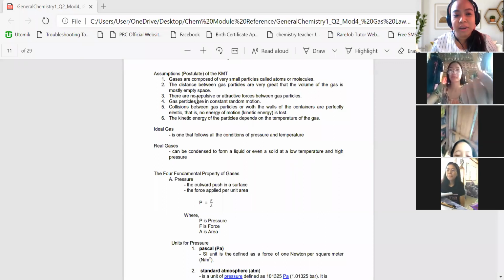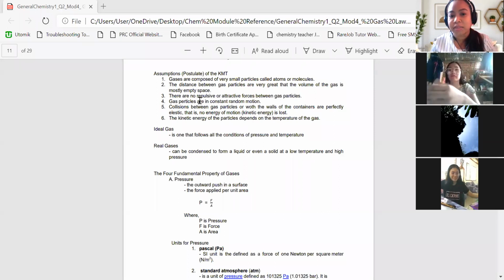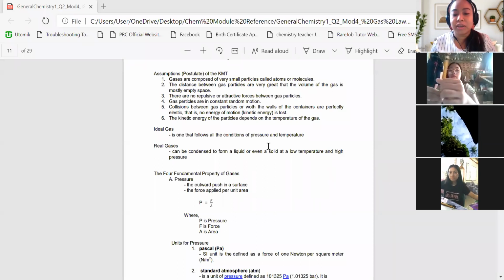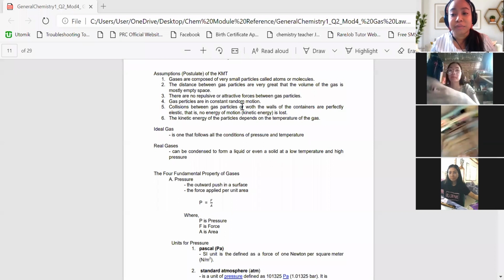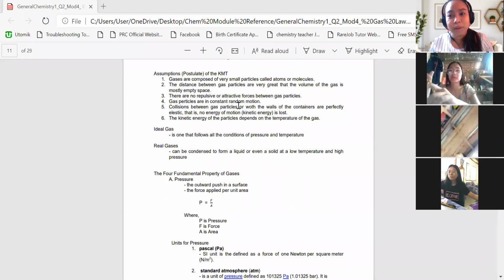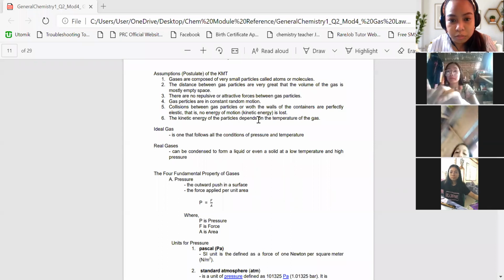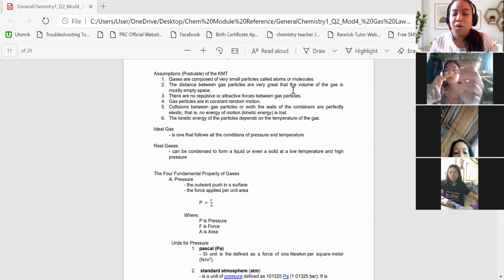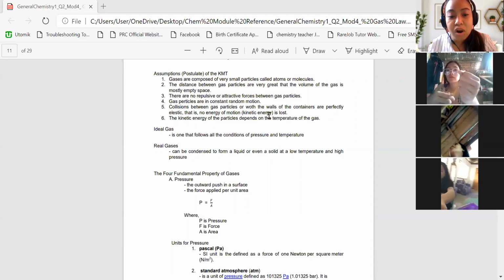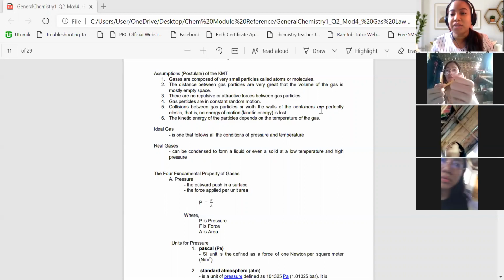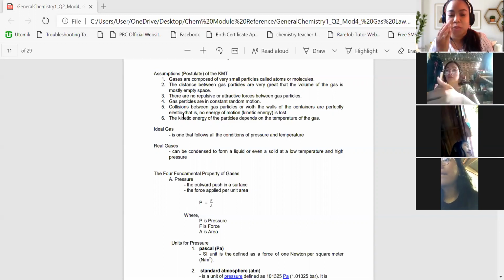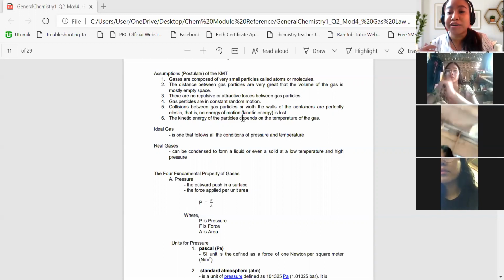So there are no repulsive or attractive forces. That's why they do not react with each other. Gas particles are in constant random motion. Even when it is cold or hot, they are still in motion. Collisions between gas particles and on the walls of the container are perfectly elastic. When we say perfectly elastic, no energy is transferred or lost.